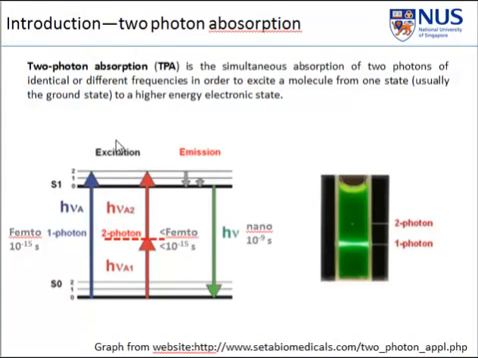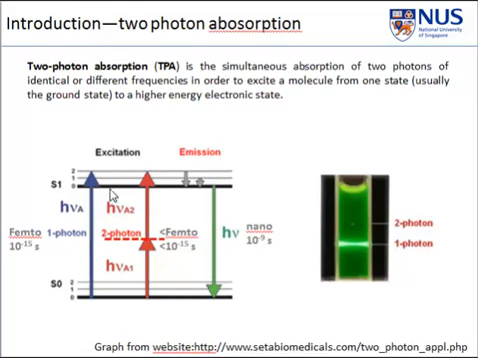Hello, today I will introduce two-photon absorption. So what is two-photon absorption? It is the absorption of two photons of identical or different frequencies in order to excite one molecule from one state, usually the ground state, to a higher energy electronic state.